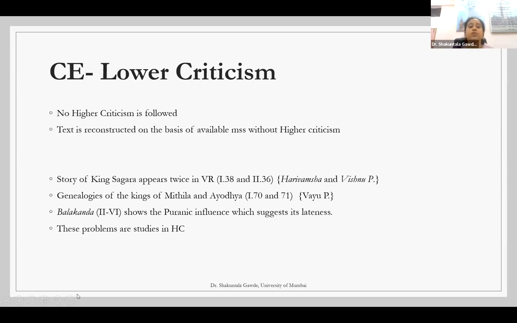Now there is a lot of scope to do studies and research as a part of higher criticism. The text is reconstructed on the basis of available manuscripts. Many times you must have heard about the Lakshmana Rekha episode. Critics omit it, but if they find it in manuscripts, they will keep it, and in the footnote they will add that.